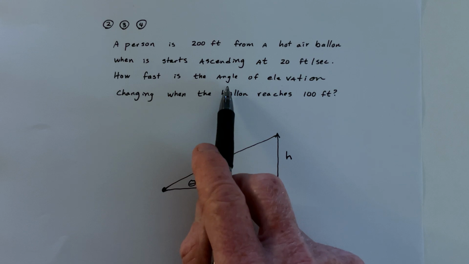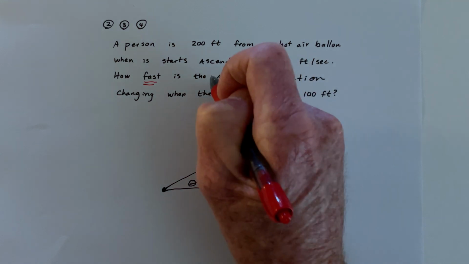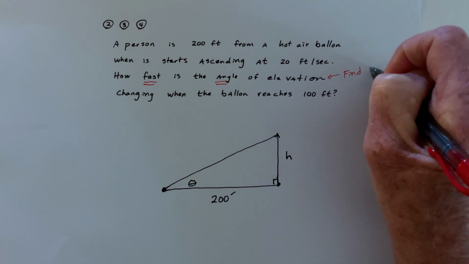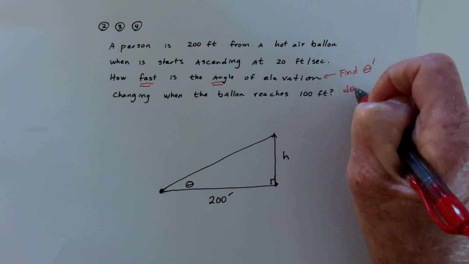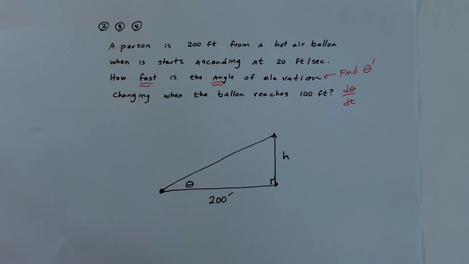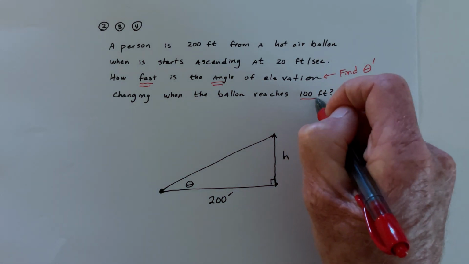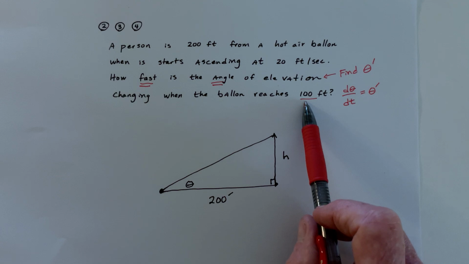How fast is the angle of elevation changing? So this part, how fast, means derivative. The angle, so this part is saying find the derivative of the angle. Or if you want to be more precise, it's the derivative with respect to time. So this is then saying when h is equal to 100. So basically we need to use this picture twice. One time when this is just a variable, and then also one time when the h becomes 100.